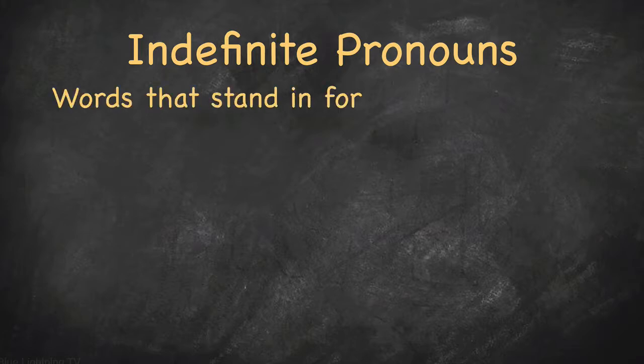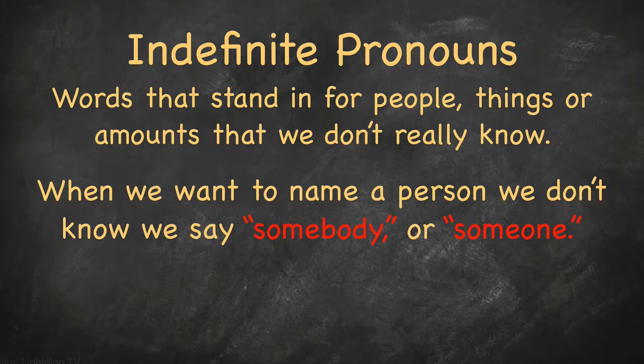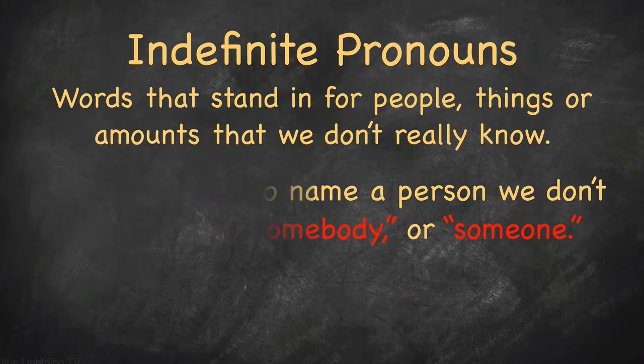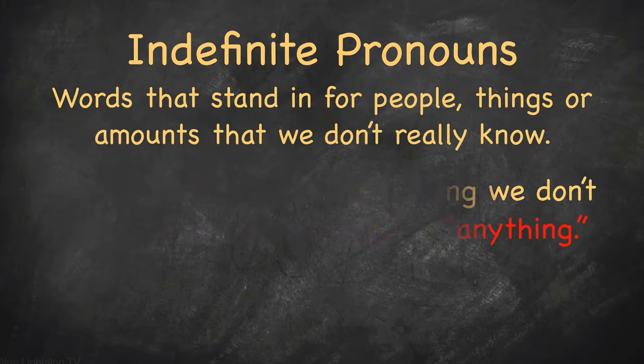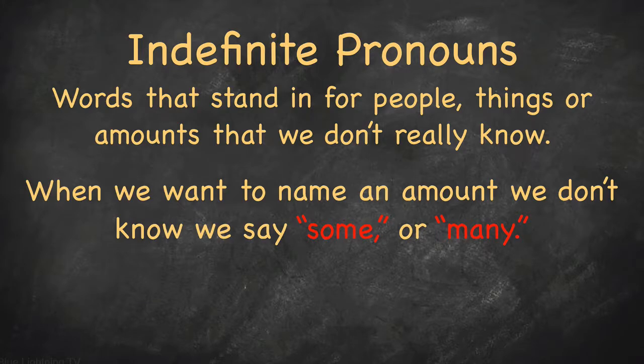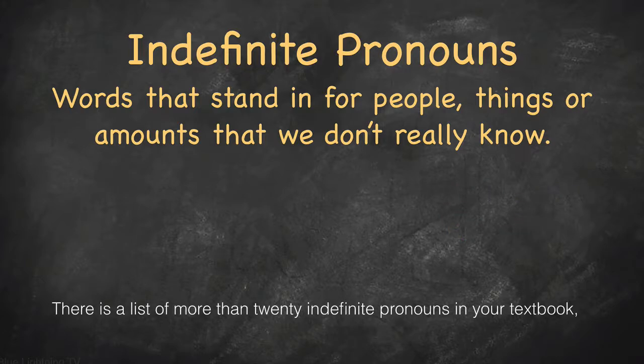Indefinite pronouns are words that stand in for people, things, or amounts that we don't really know. When we want to mention a person we don't know, we say somebody or someone. When we want to name a thing that we don't know, we say something or anything. When we want an amount that we don't know, we say some or many. Check the list in your book for other examples of indefinite pronouns.